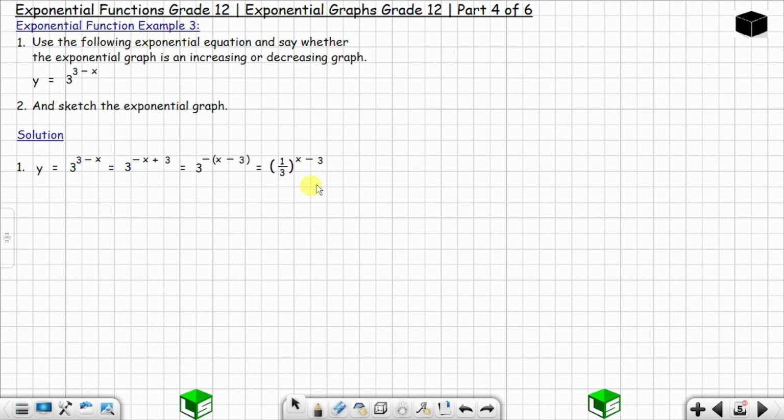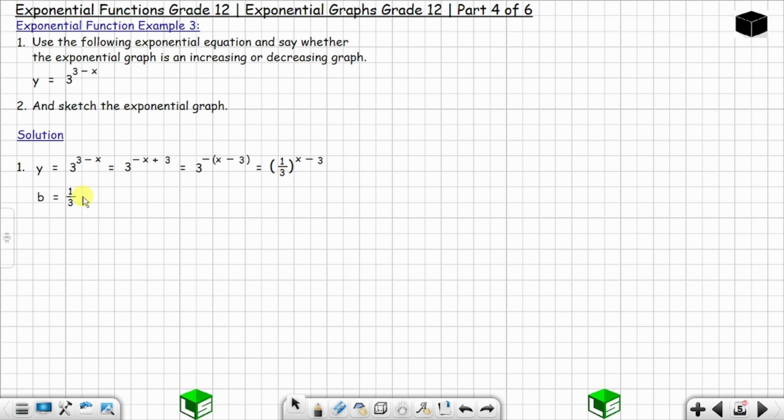This is how you want to rearrange the equation so that you can see clearly. Okay, now from this you can see that b is equal to 1 over 3, right? This is b. b is equal to 1 over 3, and a is equal to 1. There is an invisible 1 there. a is equal to 1. So now from b and a, we can now tell if the graph is increasing or decreasing.